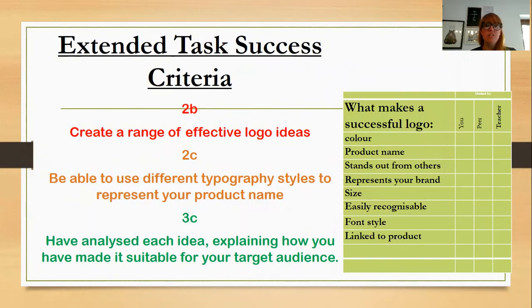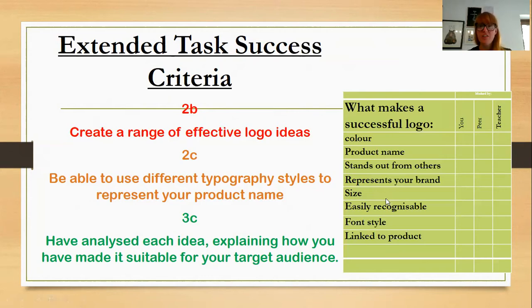So you must create a range of effective logo ideas. You could be able to use different typography styles to represent your product name. So think back to when we've looked at typography before, what's effective, what sort of look is it going for. Something like Coca-Cola, as we spoke about earlier, is very traditional versus something like the new version of Google, which is a bit more modern. And you could have analysed each idea, explaining how you've made it suitable for your target audience.